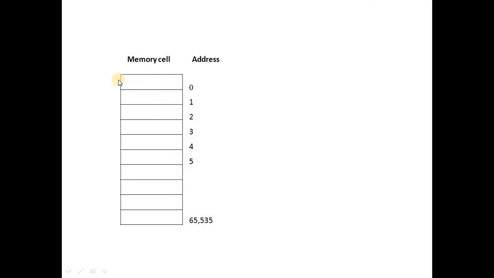Each memory location is a storage cell known as a byte. Here you can see the first byte, second byte, third byte, and so on. Each byte will have a memory address starting from 0, and the last byte address will depend on the memory size. In this case it may be 65,535.